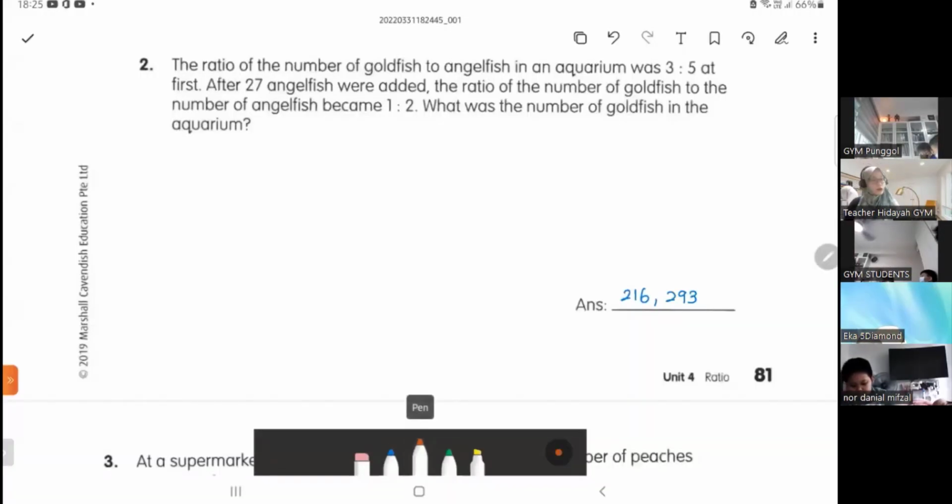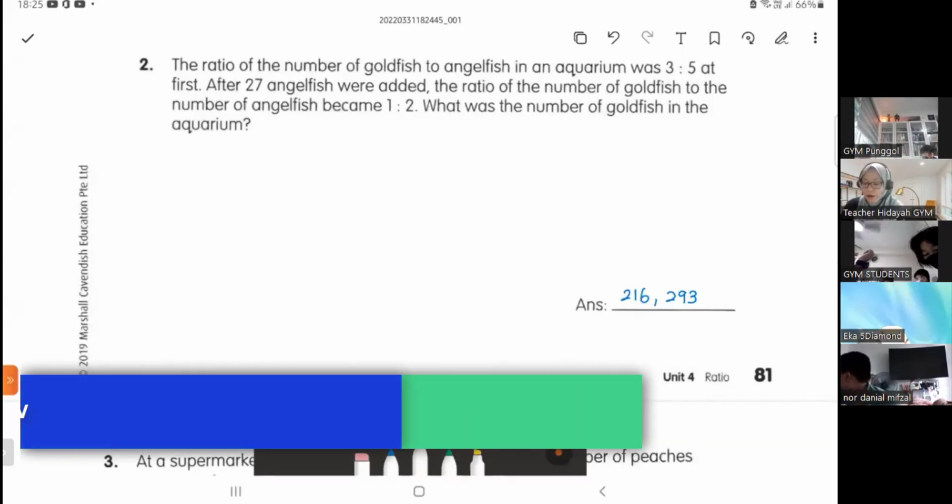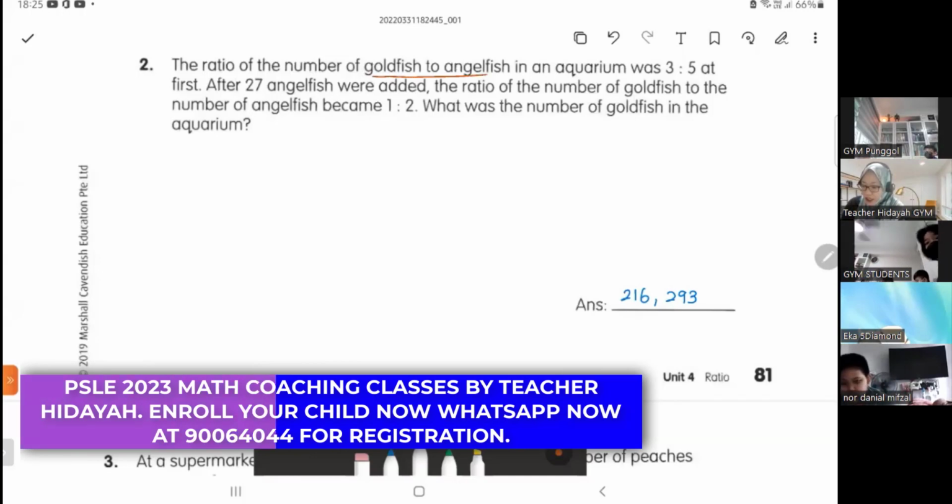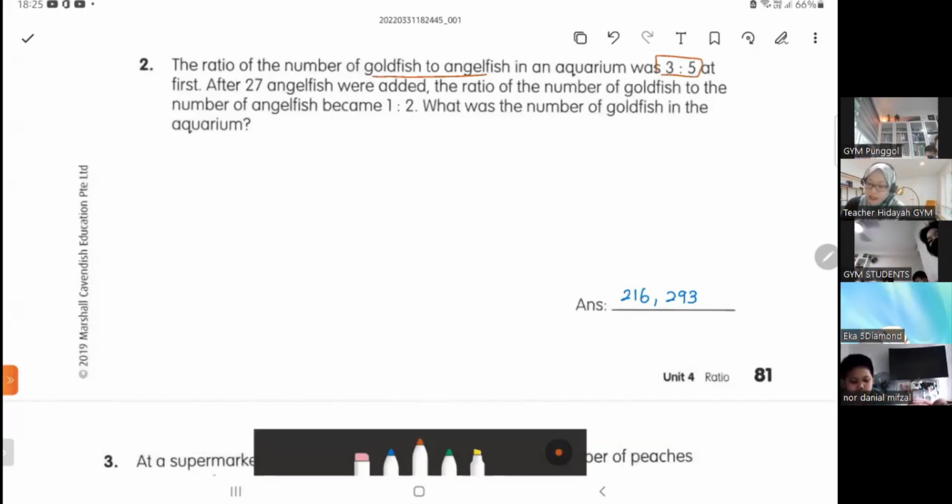All right, so listen to this. No copying yet. Listen. This is a very common routine concept. Means it's very, very common to see this kind of question. Okay. The ratio of the number of goldfish to angelfish in an aquarium was 3:5 at first. At first means if you were to use the BCA, that is the before. This is our before information. Okay. After 27 angelfish were added. Added is a change keyword. Changes are like action words, things that happen in the story.